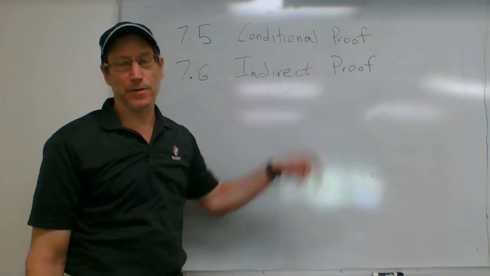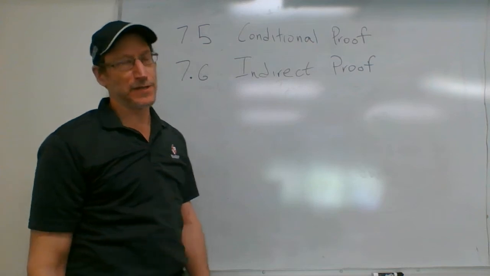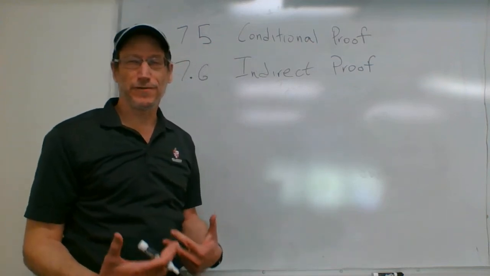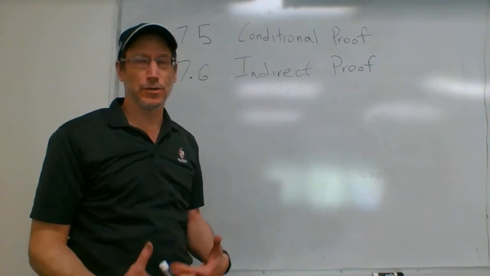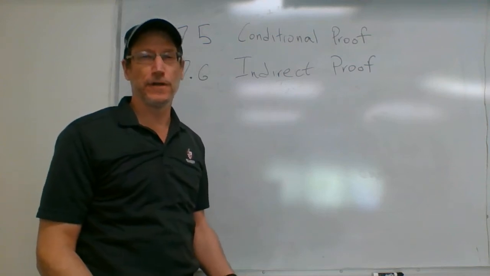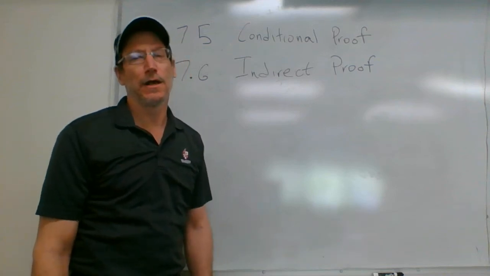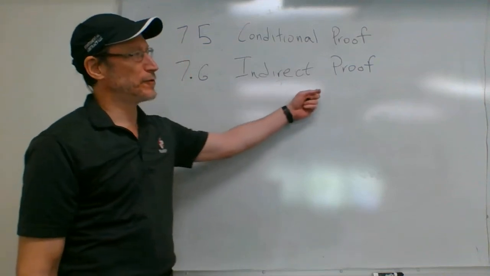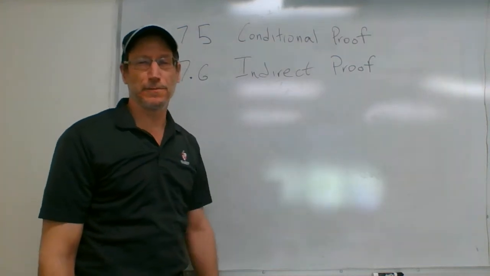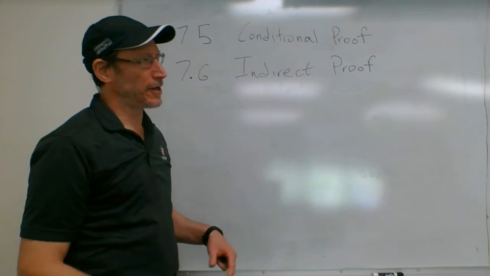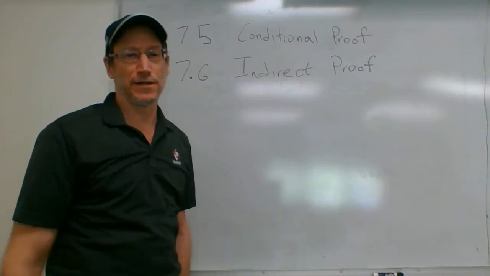One of the things about conditional proof and indirect proof is that the names are somewhat misleading. That's because conditional proof is really a rule. It should have been called something like conditional rule, or the rule of using a conditional argument, as we'll see. The same thing with indirect proof. The term indirect proof gives the misleading connotation that somehow the proof itself is an indirect proof.